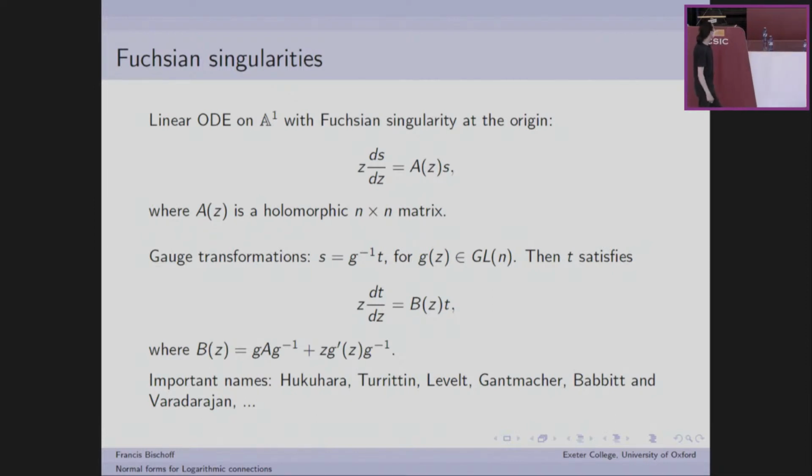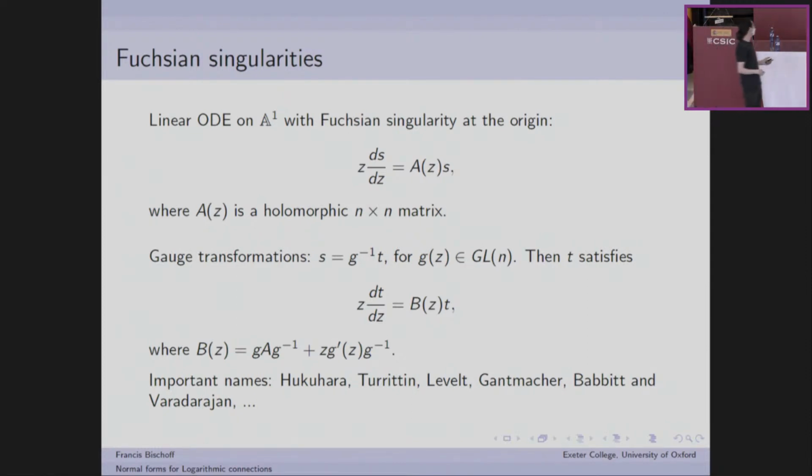When we're studying these equations, we want to study them up to an equivalence, which is gauge transformations. This is also very basic. We just imagine that we're doing maybe a coordinate change. So instead of S, we replace it by an invertible matrix times T. And then we plug this into the equation. And T will satisfy the same type of differential equation. But this new matrix B will be related to A by the well-known formula of gauge transformation. So this is, I think, a very simple but very interesting type of equation to study. There's lots of people who have studied it. So I put some of the important people, but there's many more.